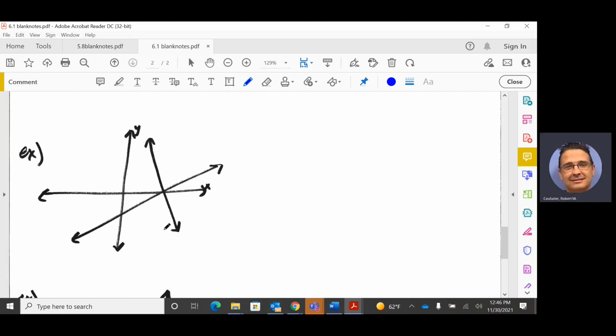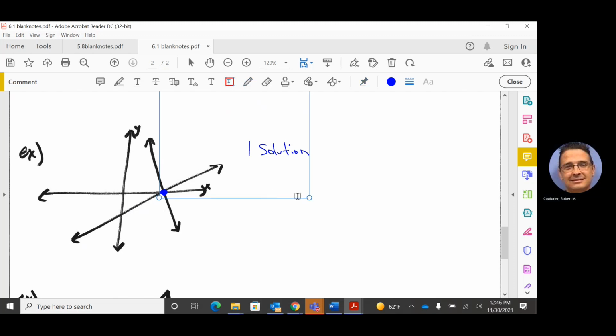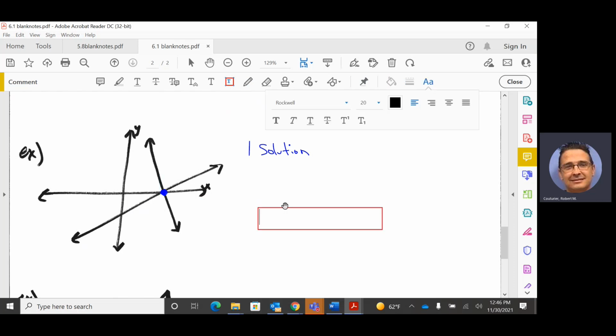Well, look at these two lines. We have a line here, we have a line here. Clearly, I can identify one individual point. This one point here. So this is one solution. And how would we look at this? Each line has a different slope. So if we needed to identify why there is only one solution, it would be that each line has a different slope.